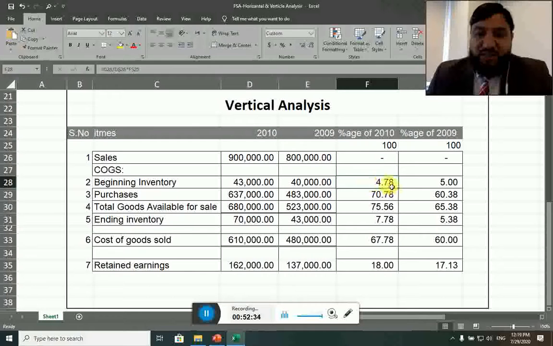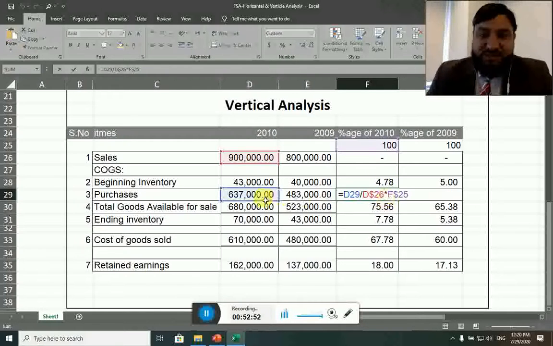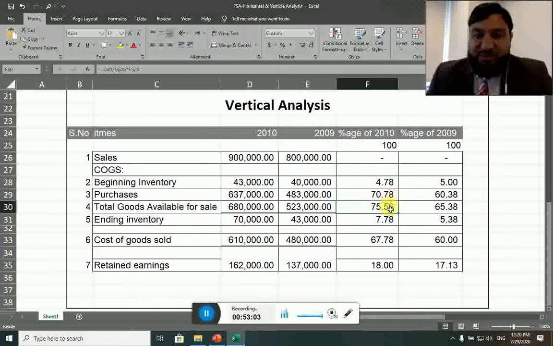You can see the formula. What I've done is subtotal, which is beginning inventory, divided by grand total, which is sales, multiplied by 100. Now we have the percent, 4.7%. Then for purchases, same case. Subtotal purchases divided by grand total, which is sales, multiplied by 100. We've got how much? 70.7%.